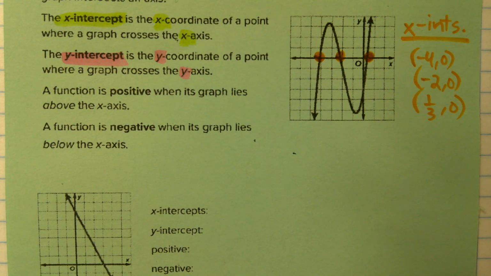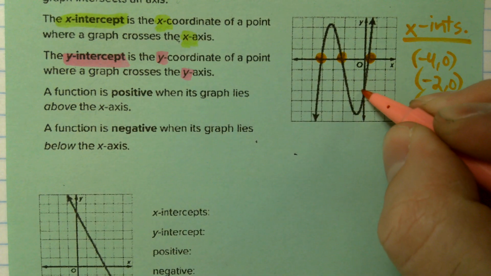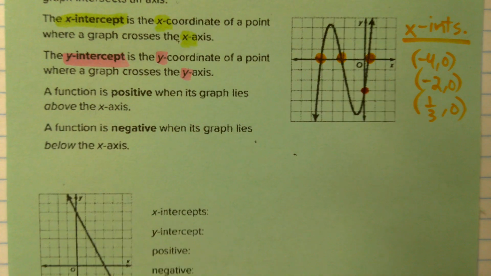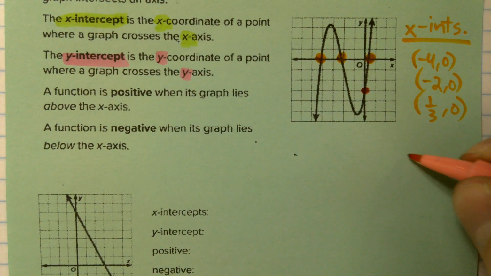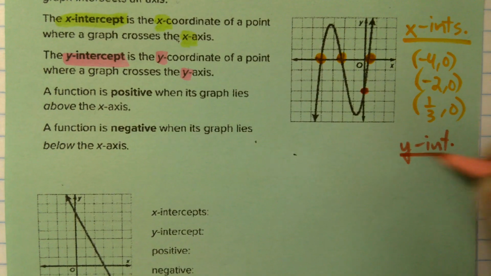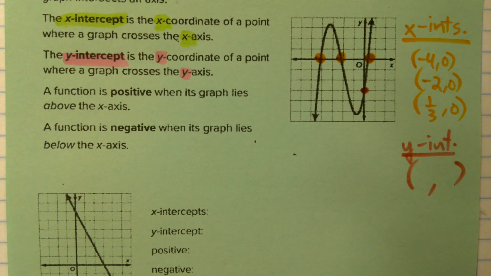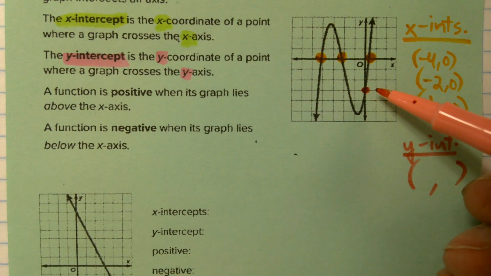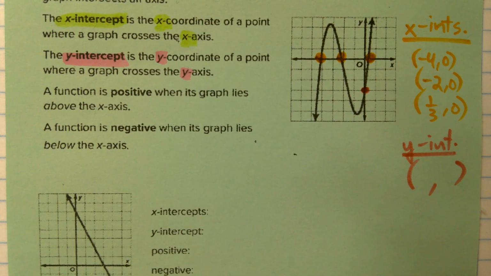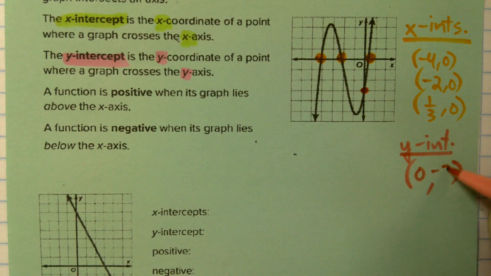So, anytime my function crosses the x-axis, we create an x-intercept. Pretty straightforward, right? How many times does this function cross the y-axis? Once. Right here. Who could help me out with the coordinates of my y-intercept there? What would my coordinates be for that pink point? Right here. 0, 3. Very close. 0, -3.